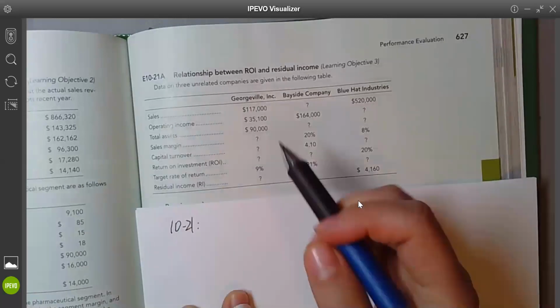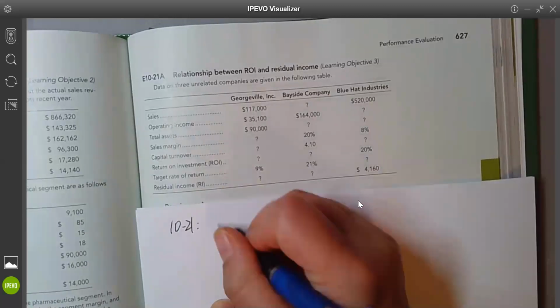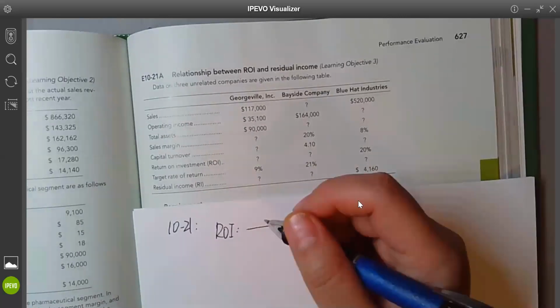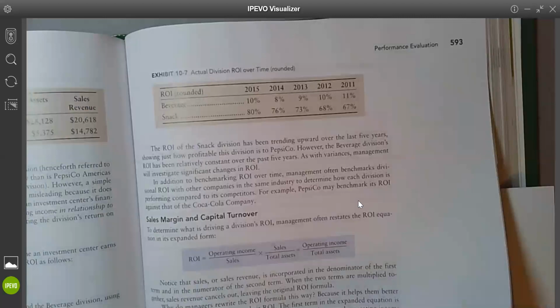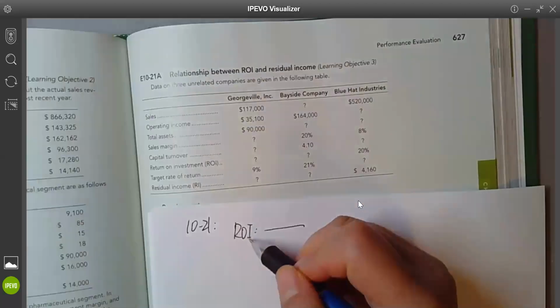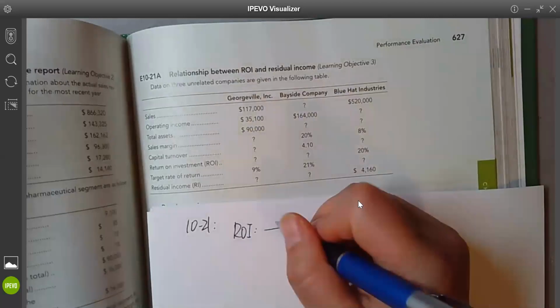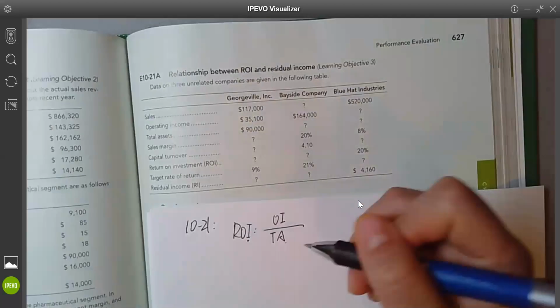Okay. The first one, you have sales. Let me put all the ratios first. The ROI is what? ROI, we talk about, is return on investment. So when we talk about return, it's basically your income. When we talk about investment, it's basically your total assets. So I put it there.